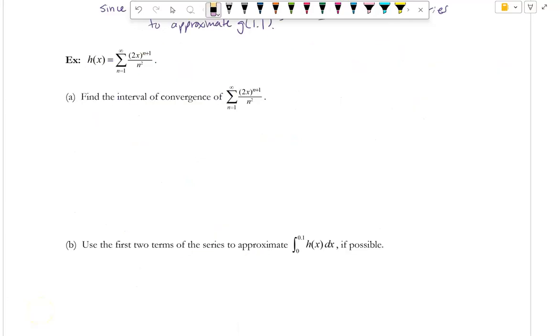All right, so I will use the ratio test to find the interval of convergence. So I need my n plus 1 term. So that's 2x to the n plus 1 plus 1, so n plus 2, over n plus 1 squared, divided by the nth term, so times the reciprocal.